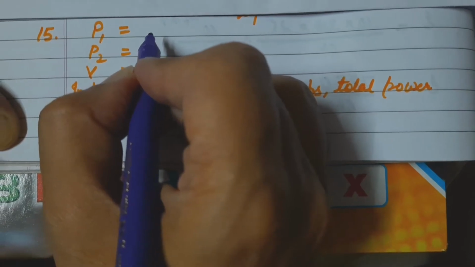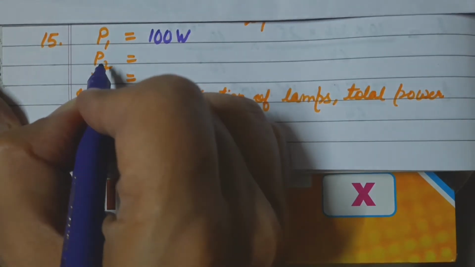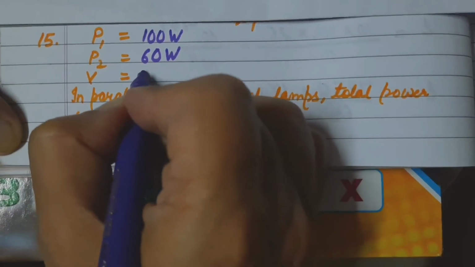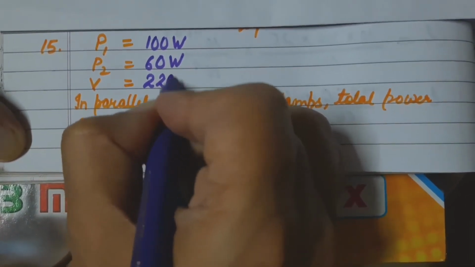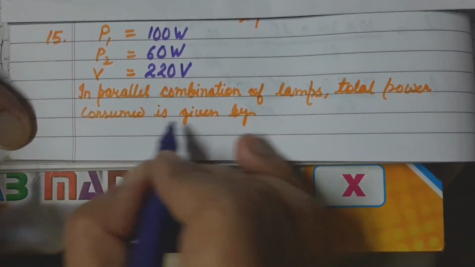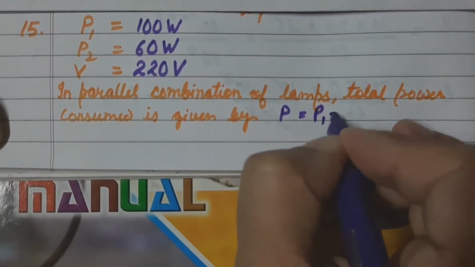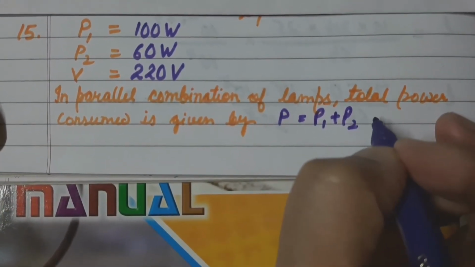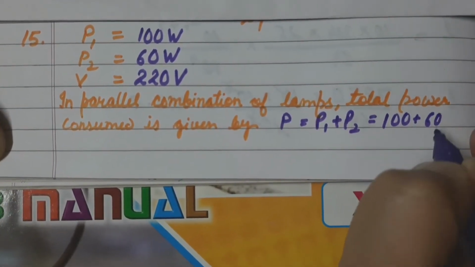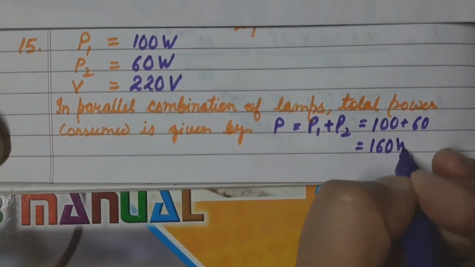According to the question, P1 is 100 watt and P2 is 60 watt. Potential difference is 220 volt. In parallel combination of the lamps, the total power consumed is given by P, which is equal to P1 plus P2. P1 is 100, P2 is 60. So total power will be 160 watt.